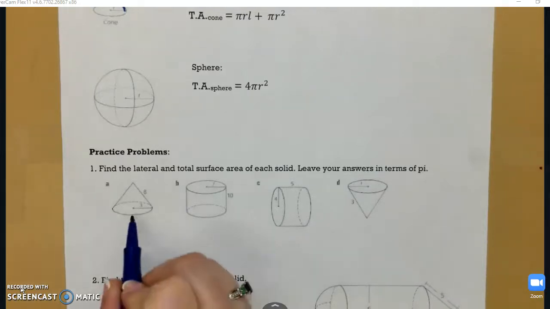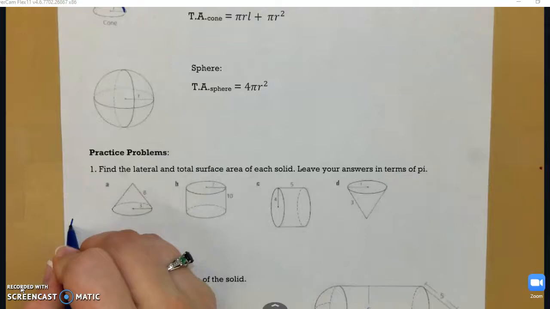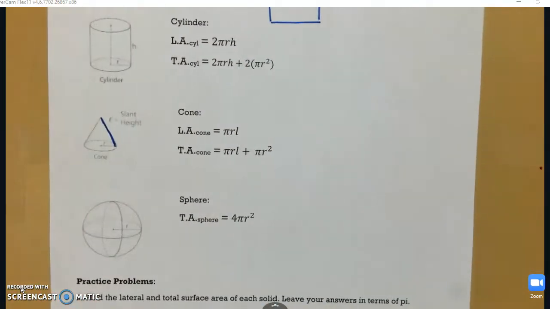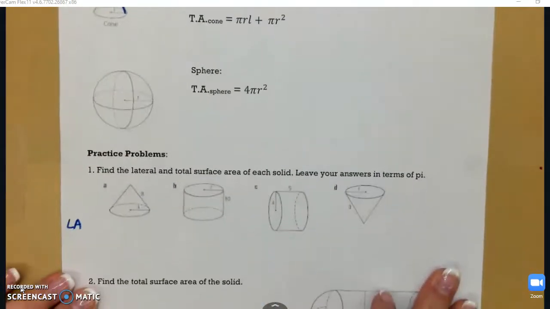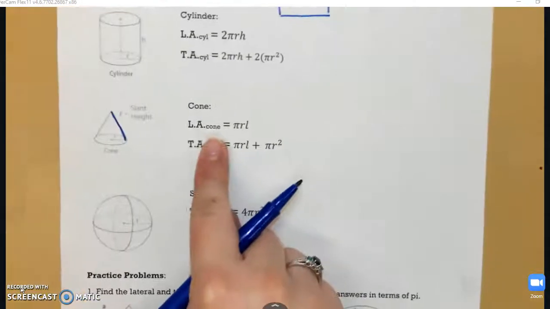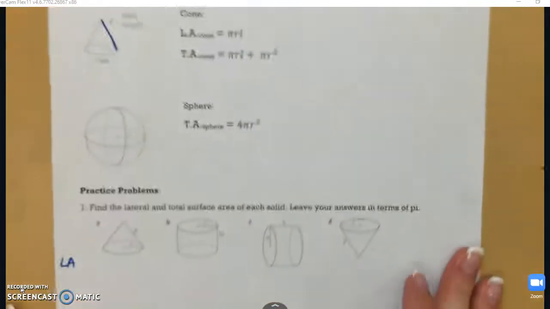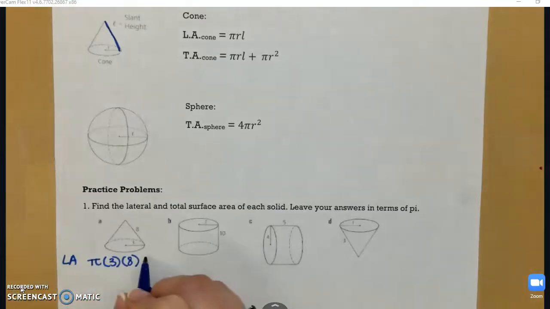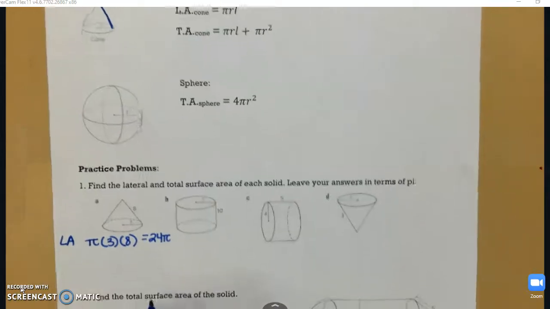So starting with number 1, we have a cone here. So our lateral surface area, that formula is 2 pi RH. I'm sorry, that was for a cylinder. The lateral area for a cone is pi RL. I apologize. So pi times our radius times our slant height. 3 times 8 is 24, and we're leaving it in terms of pi. So 24 pi is our lateral surface area.